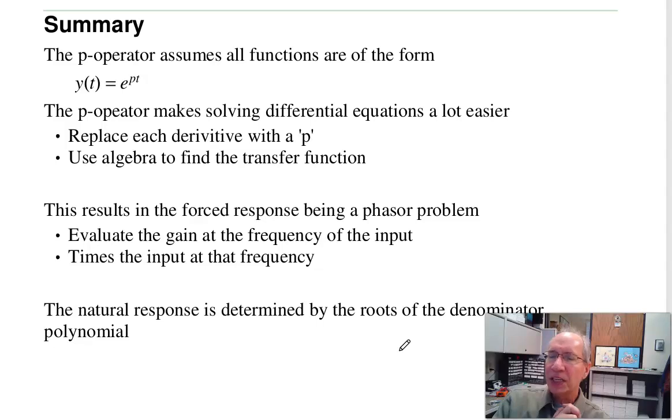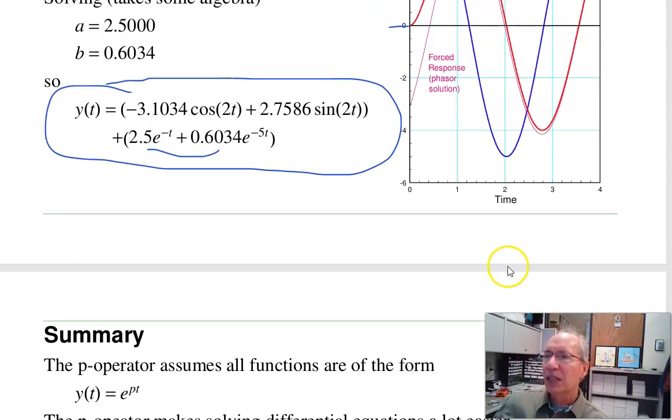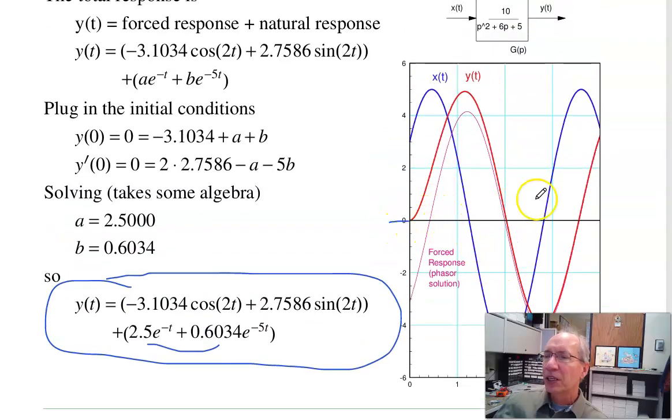Now, the forced response is actually easy to find using the p operator. It is just a phasor problem. I evaluate the gain of the system at the frequency of the input times the input at that frequency. The natural response is a little bit harder to find. You have to find the roots of the denominator polynomial and then match coefficients based upon the initial condition. Put the two together, the forced response and the natural response, I get the total response. That tells you how to go from your initial condition to the steady-state solution, giving the total response.